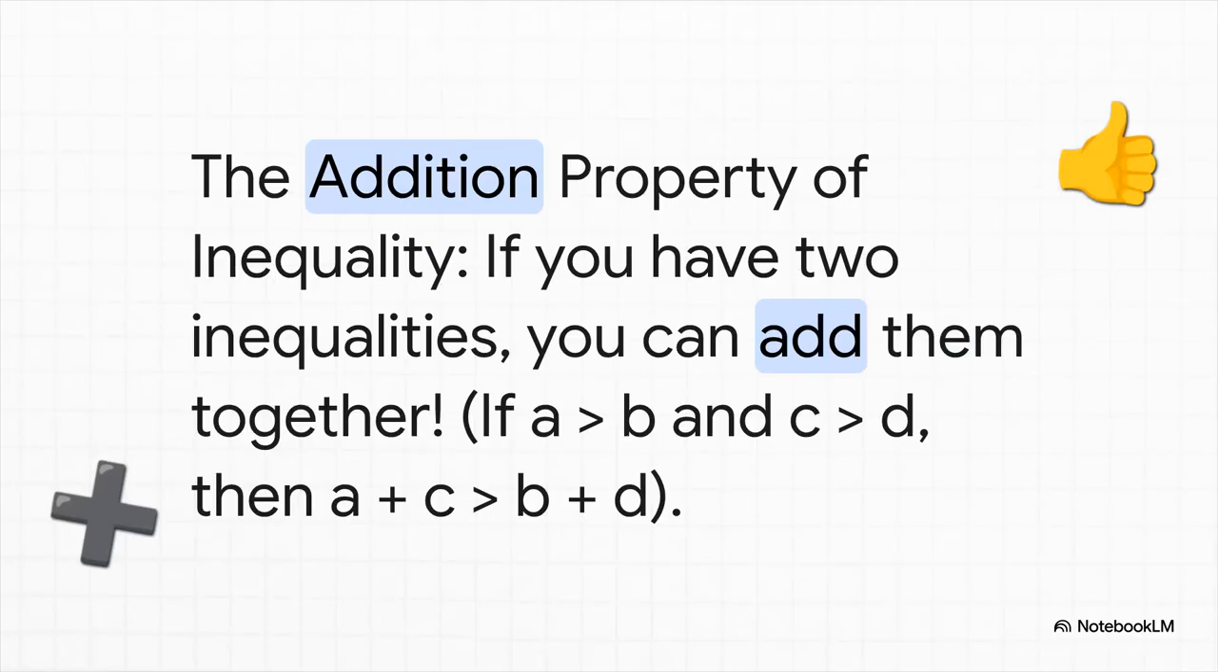And for our last helper theorem, we're dipping back into algebra. It's the addition property of inequality. It basically says if you have 2 greater than statements, you can just add them up. If A is bigger than B and C is bigger than D, then A plus C is definitely going to be bigger than B plus D.